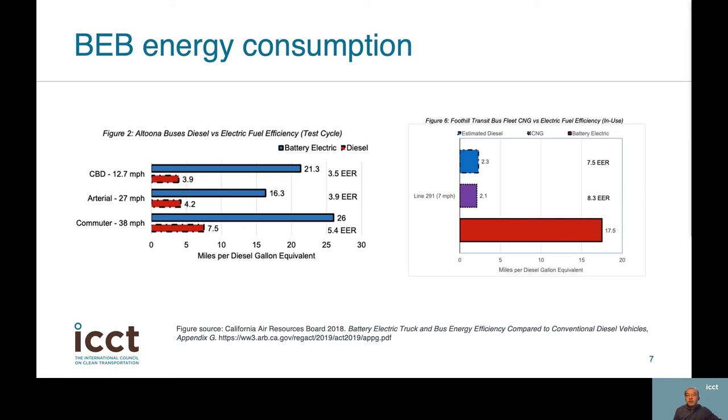The graph on the right shows the real-world energy consumption of Foothill Transit Agency's Line 291, a short route that has an overhead fast charging station installed for on-route charging of battery electric buses as well as conventional CNG buses. On this route, with an average speed of 7 miles per hour, the fuel economy of battery electric buses is almost 8 times that of diesel or CNG buses.